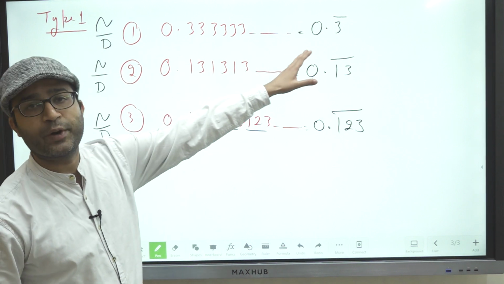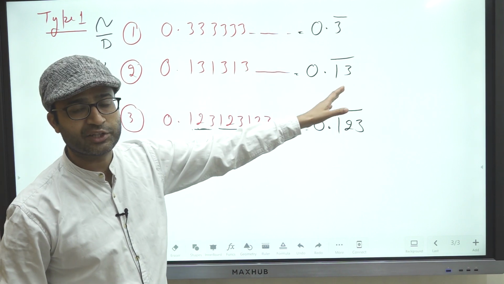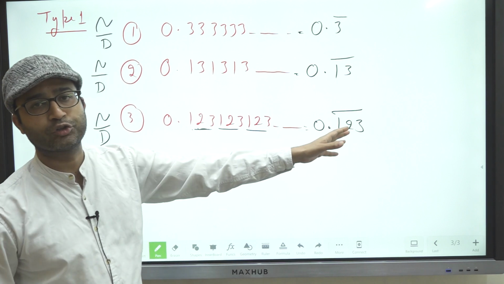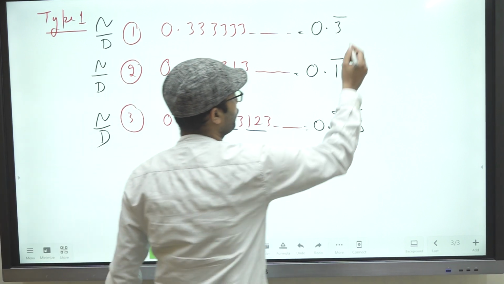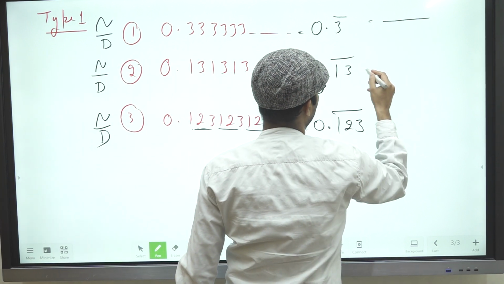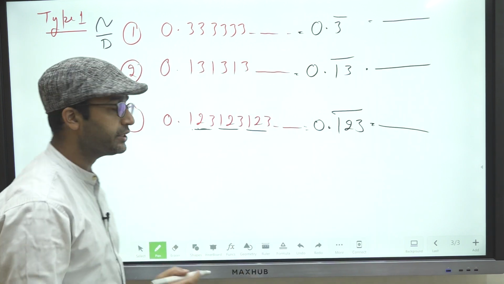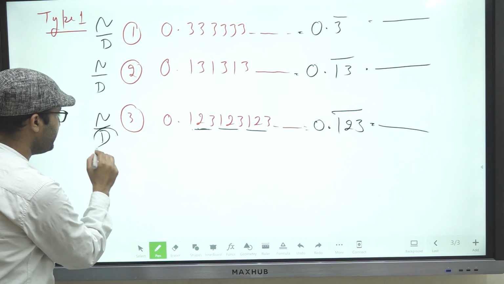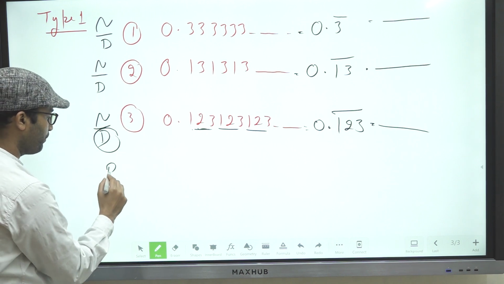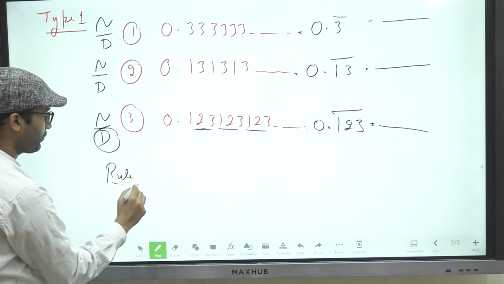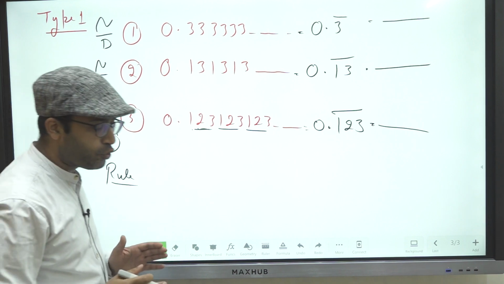So here this is 0.333, 0.131313, 0.123 123 123. Numerator by denominator. First we will see the denominator, and it is very easy. I tell you the rule for this denominator. Now what is the rule here?